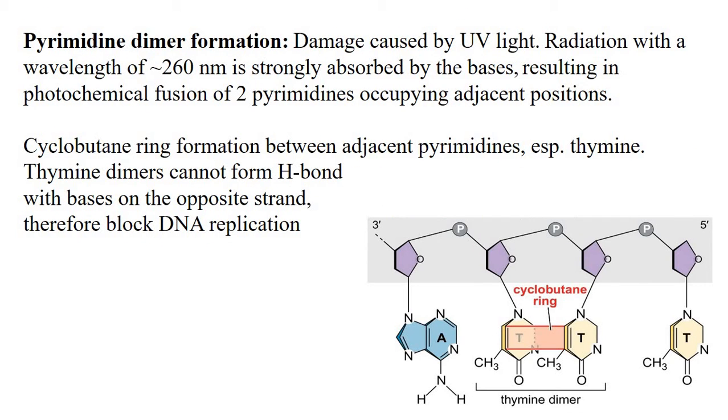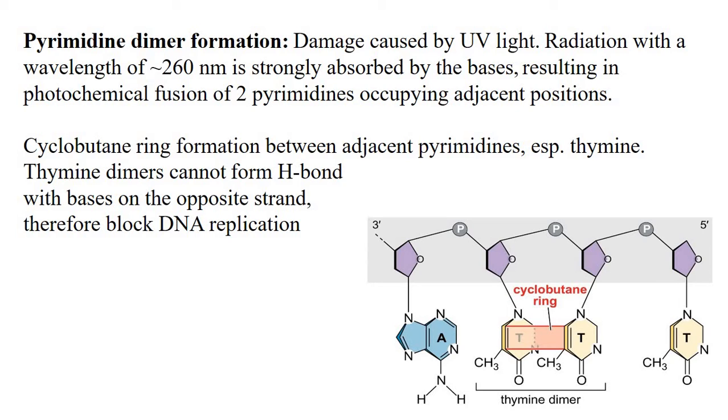Another very common form of DNA damage is pyrimidine dimer formation. Pyrimidines, cytosine and thymine, are two pyrimidines. These pyrimidines can make dimers. This can be a CT dimer or a TT dimer. Most commonly, it's a TT. Two thymines make a dimer. A TT dimer is more common than a CT dimer, but it could be either.